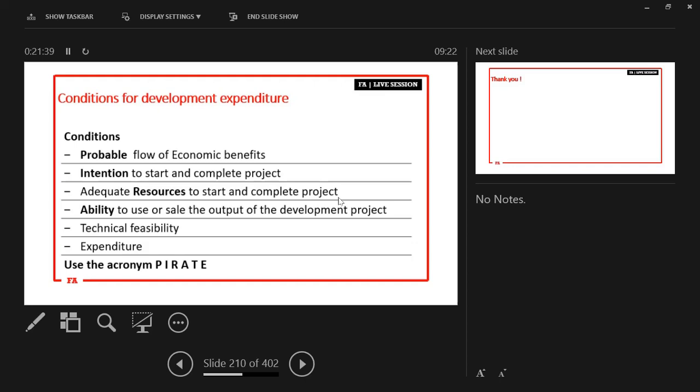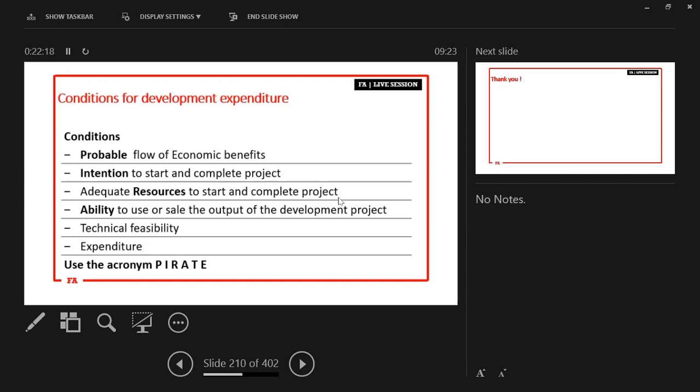Let us try to see if we can make some progress. I want to discuss the items in the middle there. For you to recognize the development expenditure, you should have an intention. The intention means future. Did you hear that? You should have an intention to start and complete the what? The project. Intention means commitment. You understand that? Yes, there must be enough commitment.